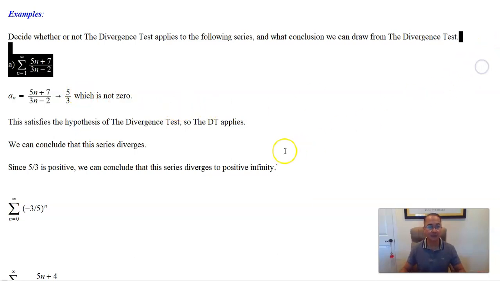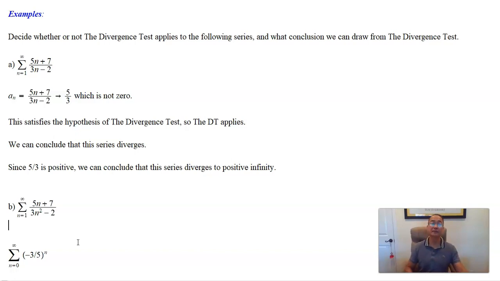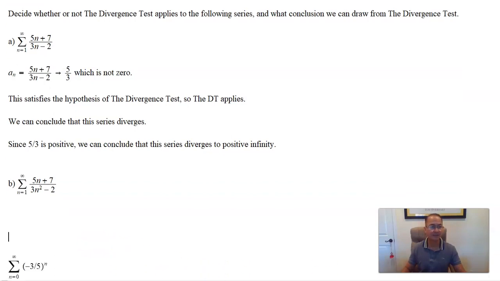Okay, we are going to create a second example from this. So let's change this to example B. This time, let us turn this into an n squared: 3n squared minus 2 in the denominator. So our a sub n is now (5n + 7) over (3n squared minus 2).